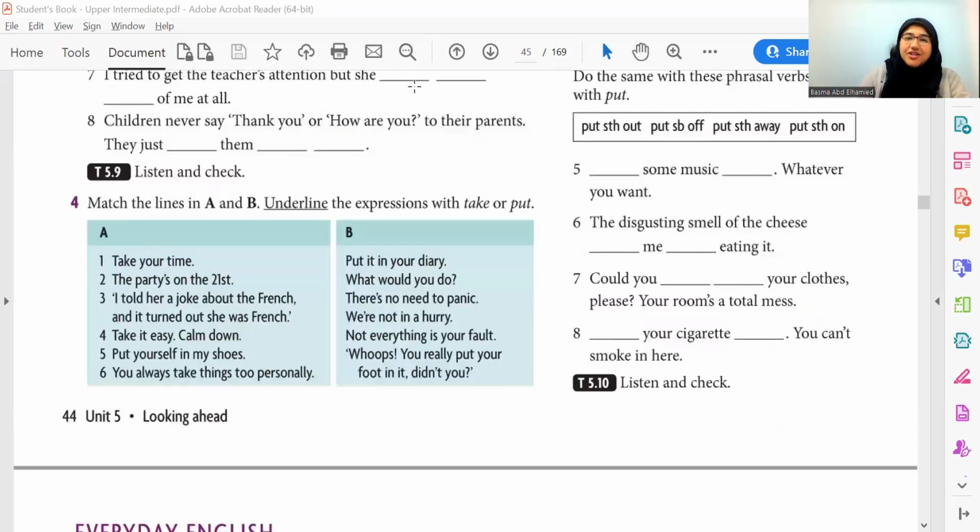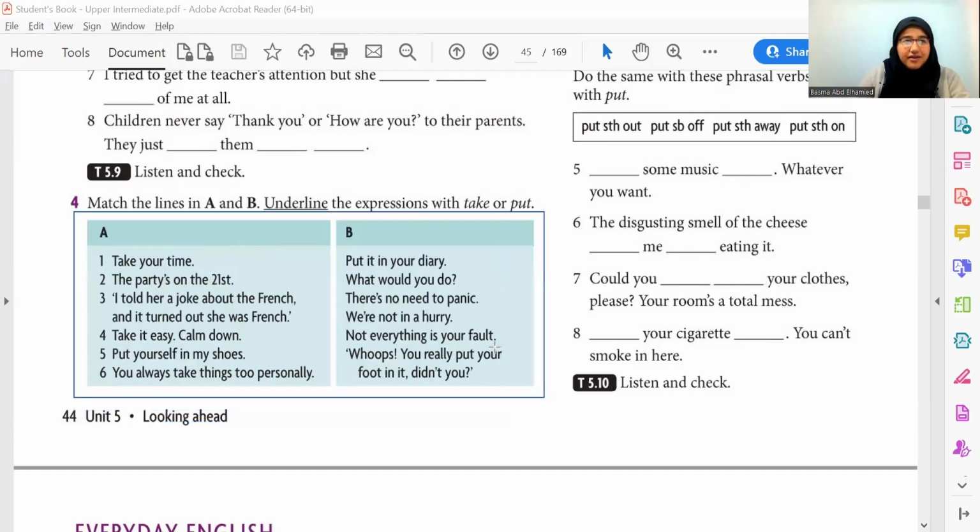Let's try to match the lines here from A with B and notice the expressions that can come with take or put. Let's do it together. Okay, number 1, take your time. We're not in a hurry. Very good. Take your time. Number 2, the party's on the 21st. Put it in your diary.